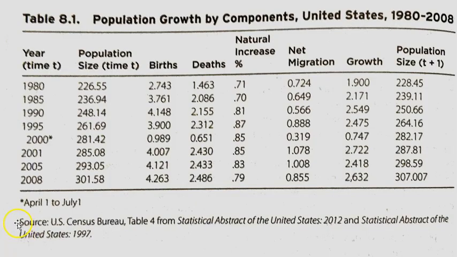As an illustration of growth by components, we can look at the United States over time here. And this shows from 1980 through 2008, both the births and the deaths and the calculated natural increase percent. And then from that we can figure out net migration, and we get that from the growth rate.